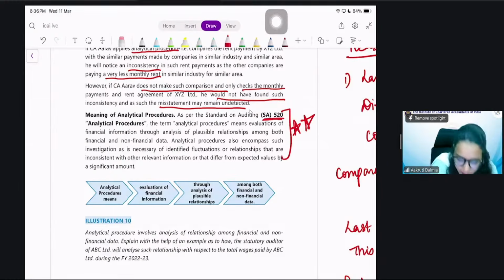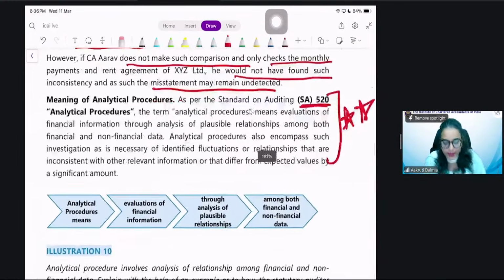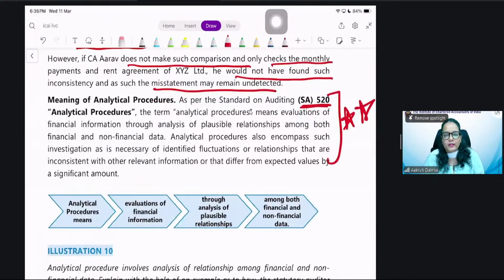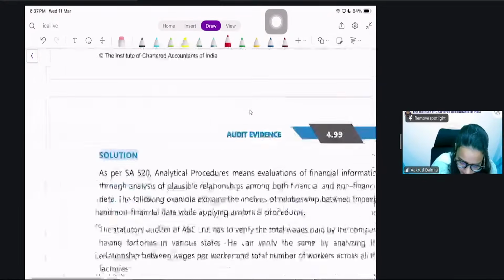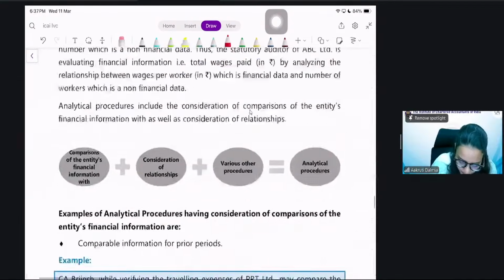And don't forget to write essay number 520 in exam. Don't forget to write essay number 520. So everything is done in this, nothing pending. This example also I have covered.